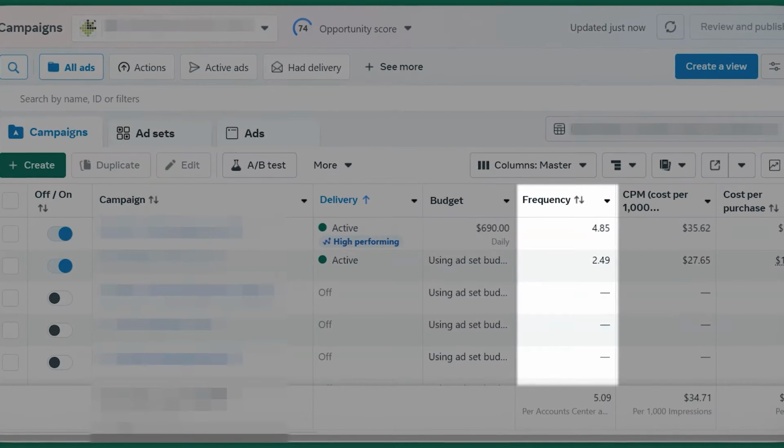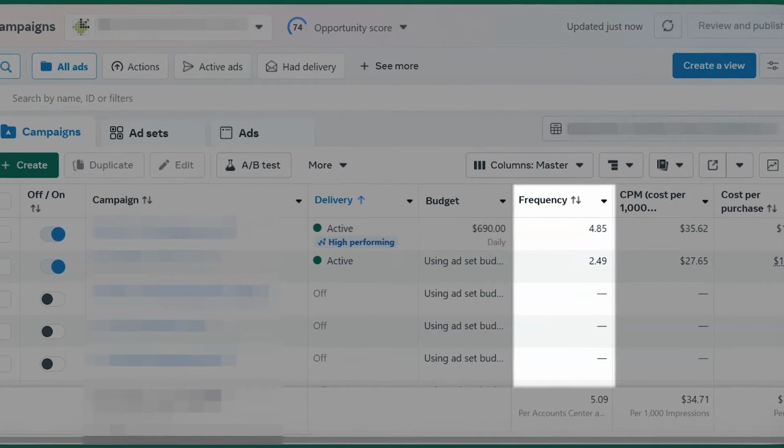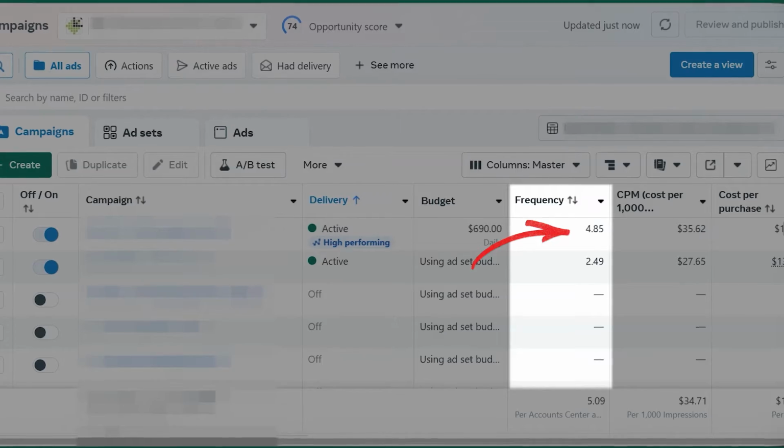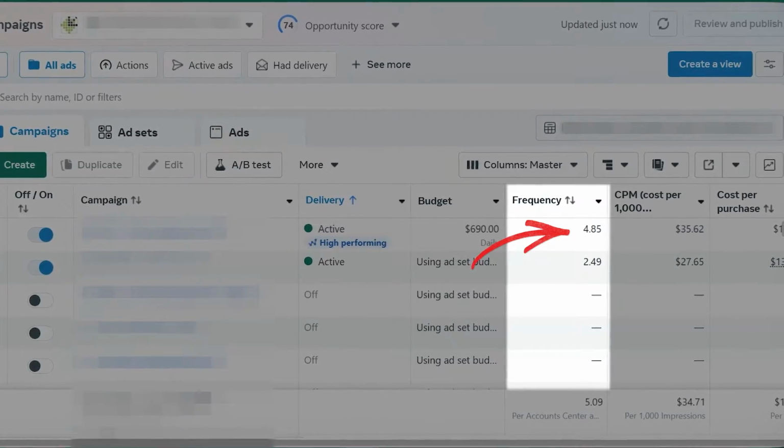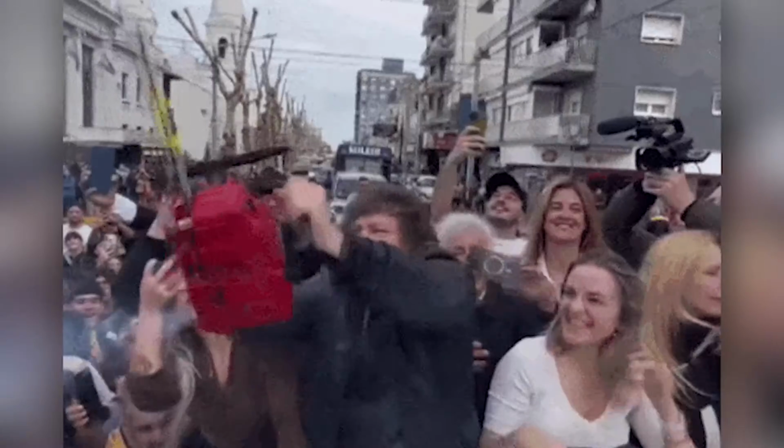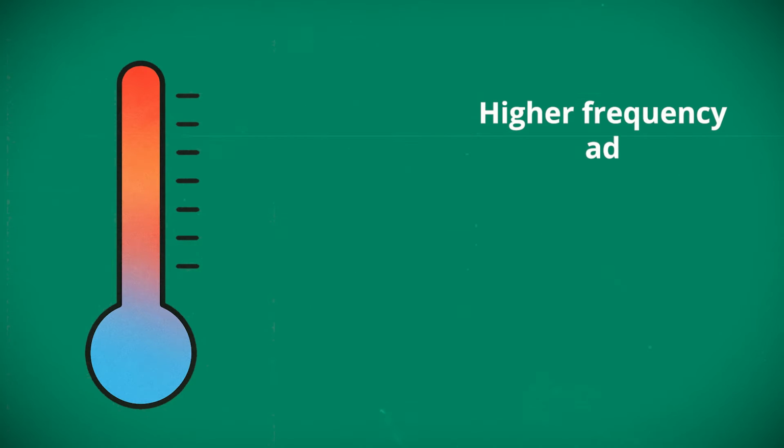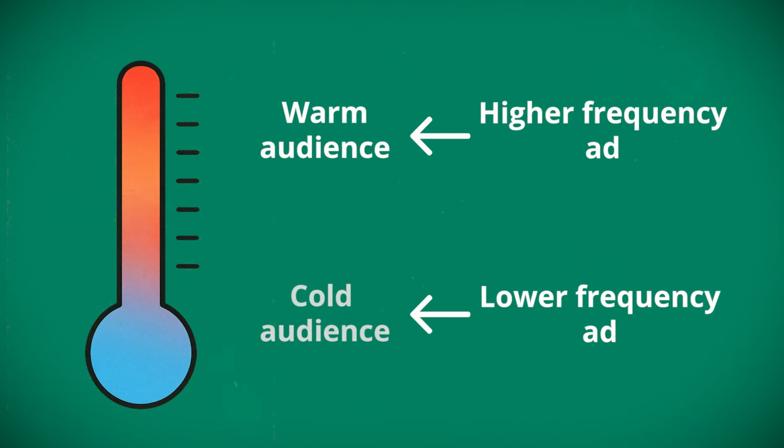A frequency of 2 means people see the ad twice. I once saw a brand with a frequency of 5 in 7 days for a campaign. I cut the budget in half. This gave less ad spend for the ads, so they appeared less in front of the same audience. Revenue didn't change. That's an instant increase in profit. A higher frequency ad means a warm audience. A lower frequency ad is a cold ad.